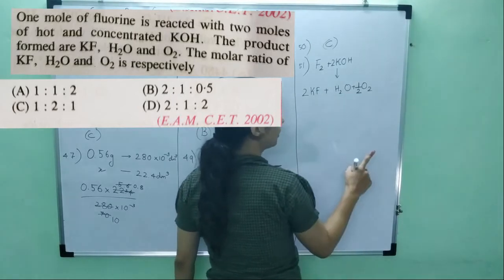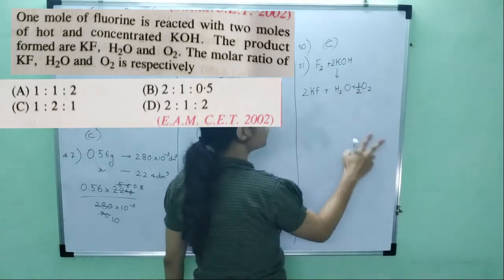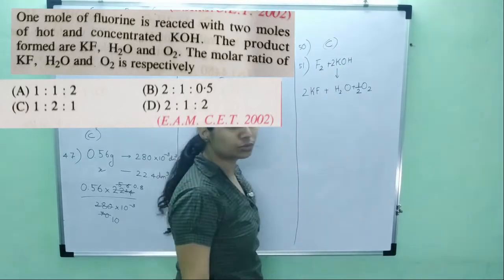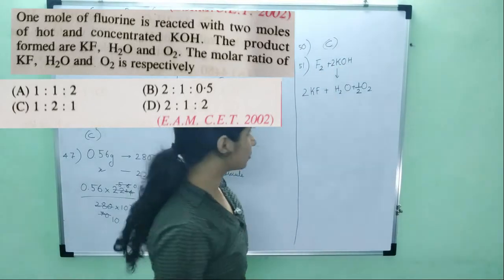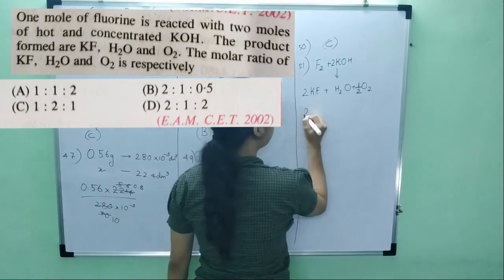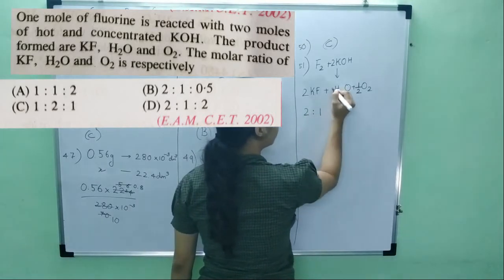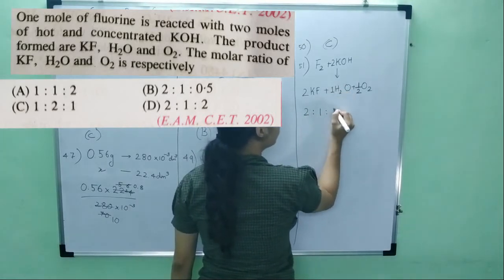O2 would be what? Just one oxygen. So oxygen plus oxygen gives us 2 oxygen, and on the reactant also there are 2 oxygen atoms. So the equation is balanced. So what is the ratio? 2:1. Here we have 1:half.